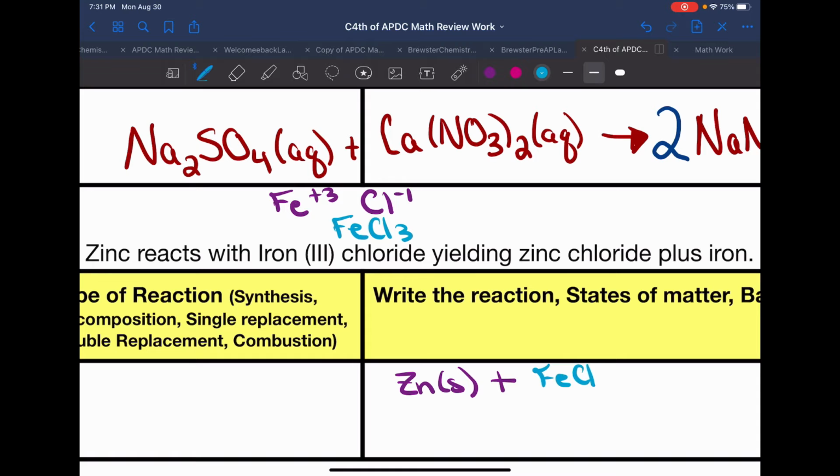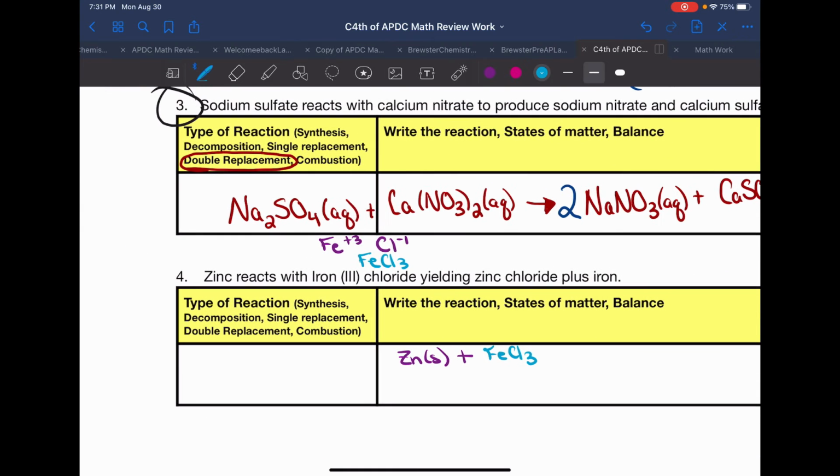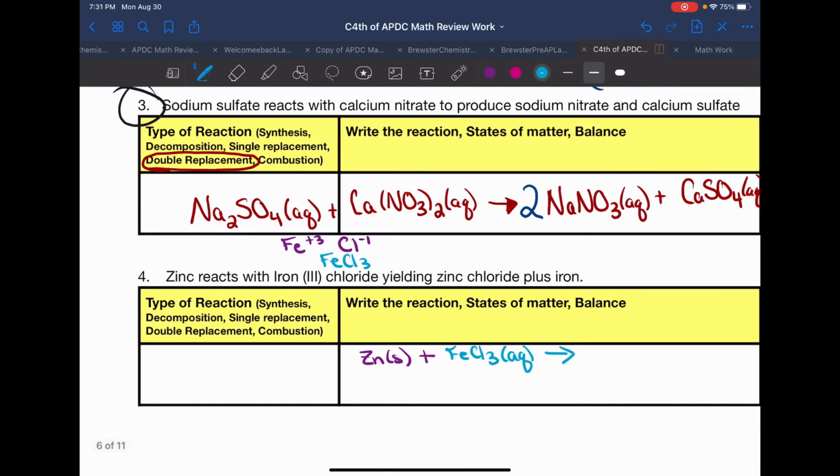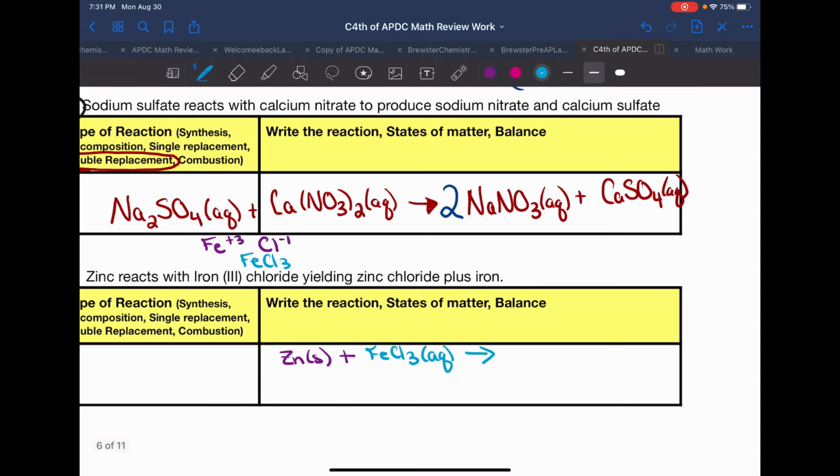So FeCl3, and we're going to call this aqueous because it's combining with the zinc. And that's the only way I can get those two combined. So it's going to yield zinc chloride plus iron. Okay, so now we got to know what charge zinc is. And if you look it up, zinc's going to be a +1. Chlorine is a +1.